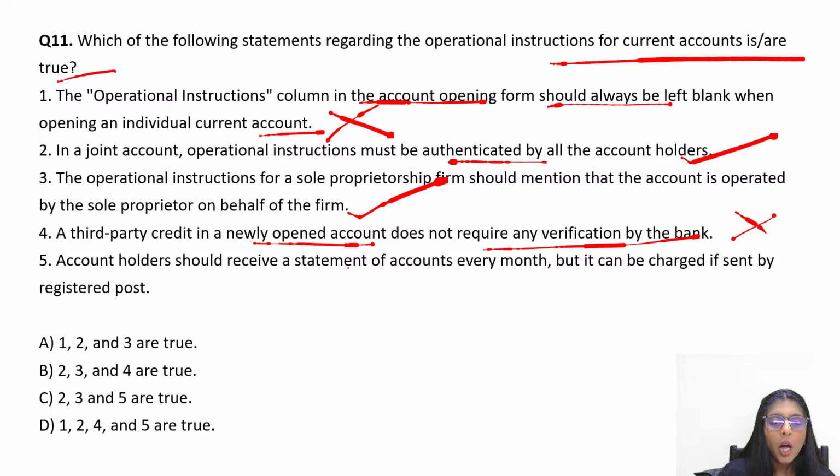Account holder should receive a statement of account every month, but it can be charged if sent by registered post. Yes, correct. So which are the correct statements? 2, 3, 5 are the correct statements. That is option C is the right answer.